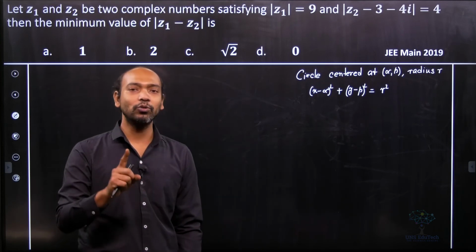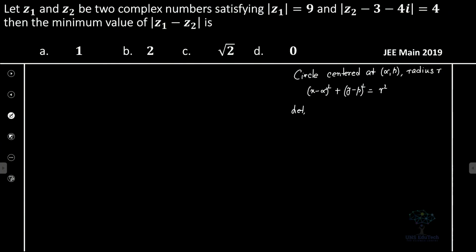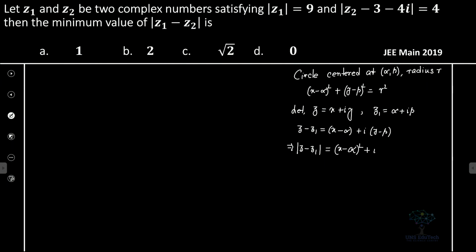So here we consider two complex numbers. Let my complex number z equal x plus iy, and let us consider another complex number z1, that's alpha plus i beta. Now you can see that z minus z1 is (x minus alpha) plus i times (y minus beta). So from here, mod of z minus z1 is the square root of (x minus alpha) whole square plus (y minus beta) whole square.